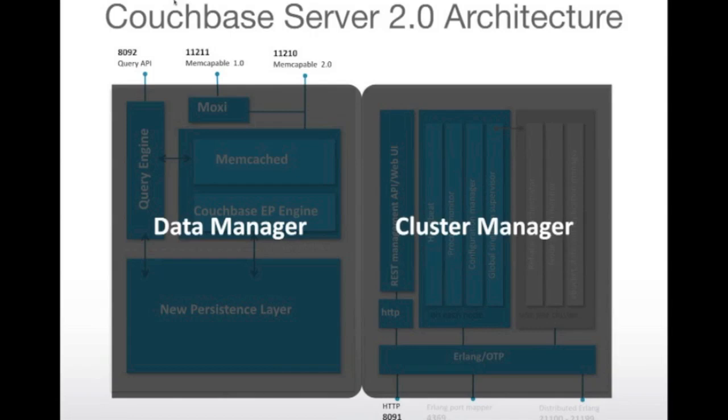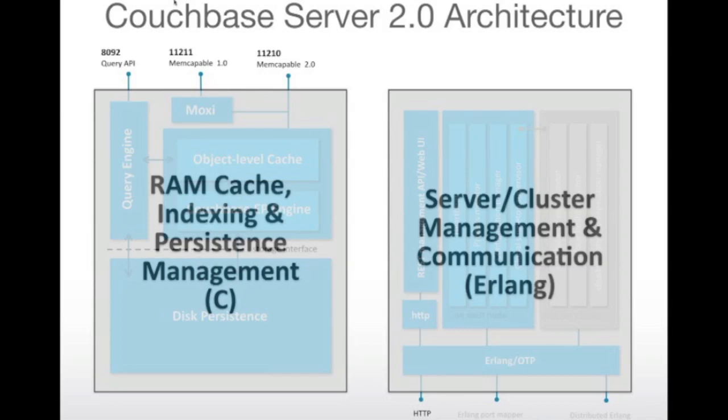There are a number of ports that we are using. We are still backwards compatible with memcached, and that's the 11211 port that anyone who uses memcached is familiar with. And then our own SDKs actually use 11210 to connect. Our querying API for views is 8092, and then our cluster administration and monitoring is on HTTP port 8091. And then within the cluster, we have a number of ports for inter-cluster communication between the nodes.